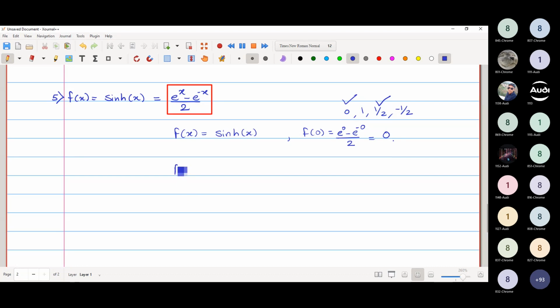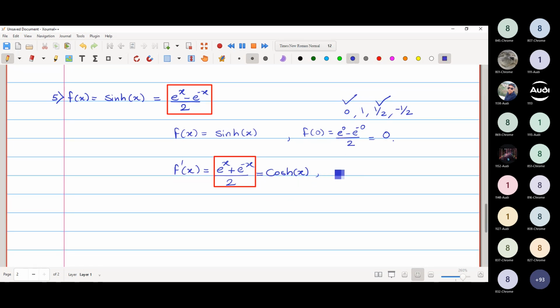Can you tell me what is f dash of x? e power x plus e power minus x by 2. Is it correct? Yes. Its derivative is actually e to the power x plus e to the power minus x by 2. This is called cos hyperbolic. Remember this. This is the definition of hyperbolic cos, cos hyperbolic of x.